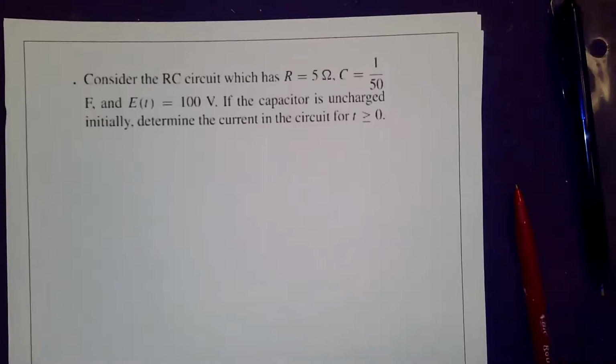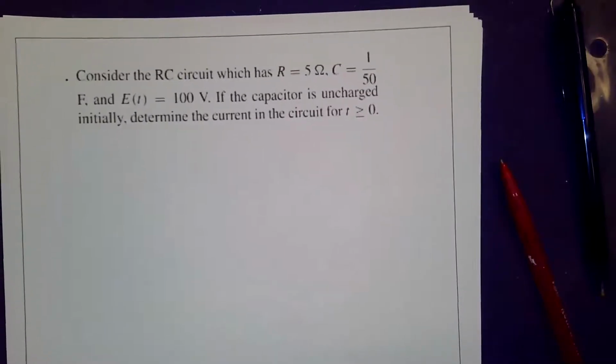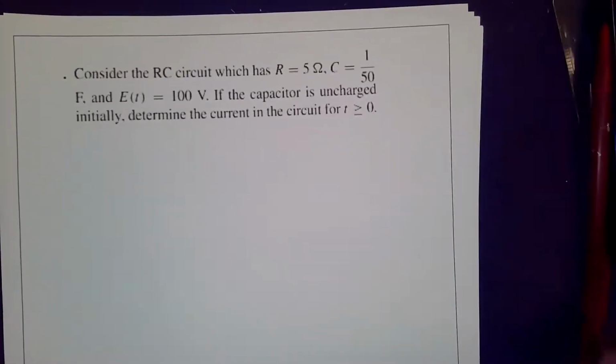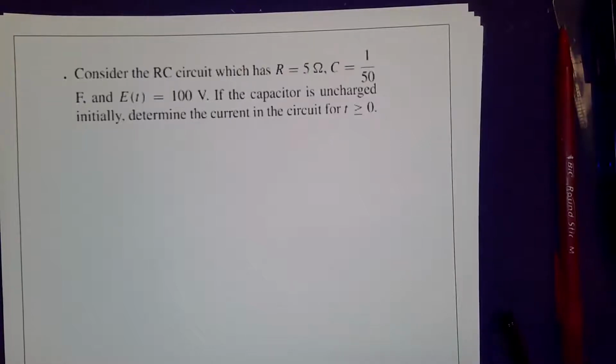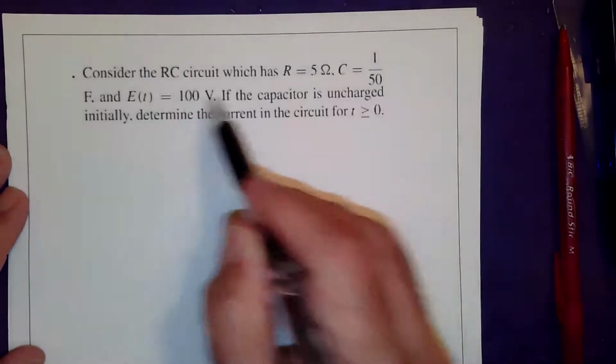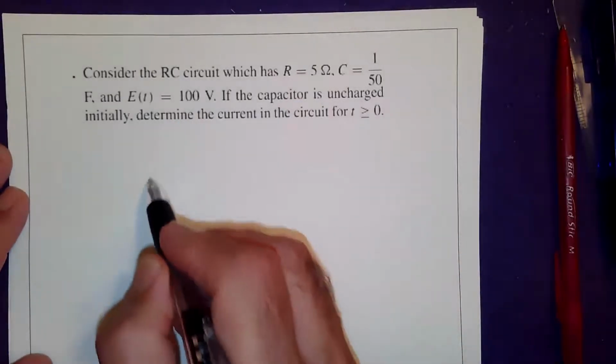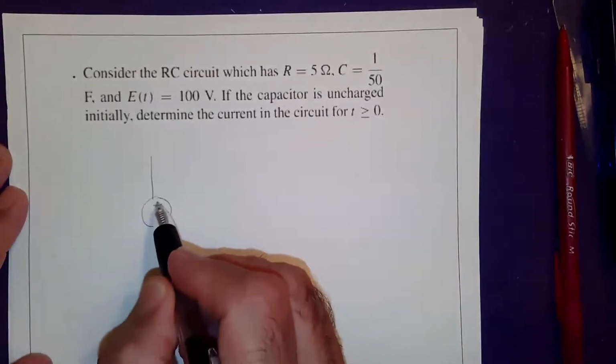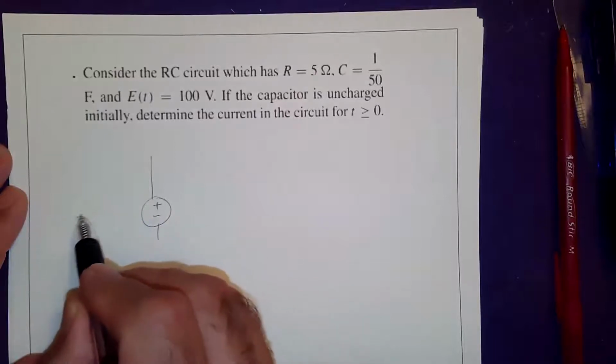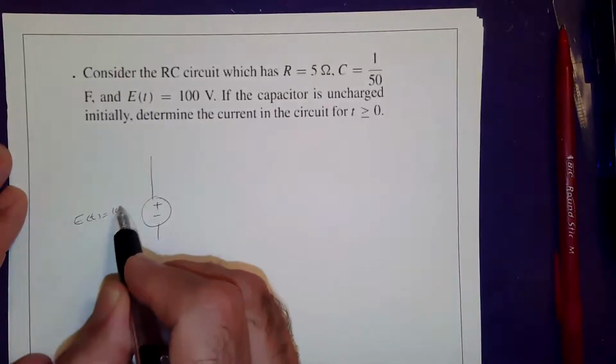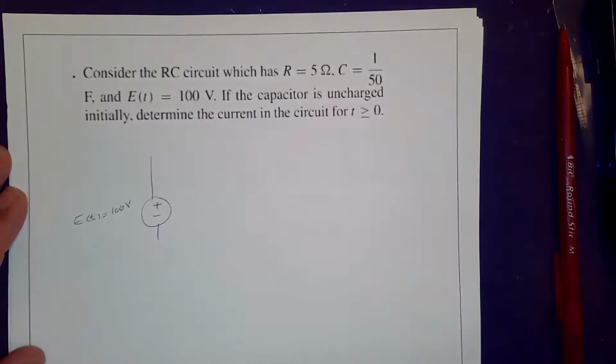One of the problems which we did was RL. So this is for our EE majors. I'd like to take a few minutes and do an RC problem. Notice once again, the voltage source is fixed. So that means this is a battery of 100 volts.